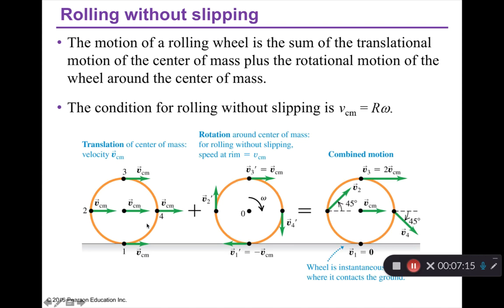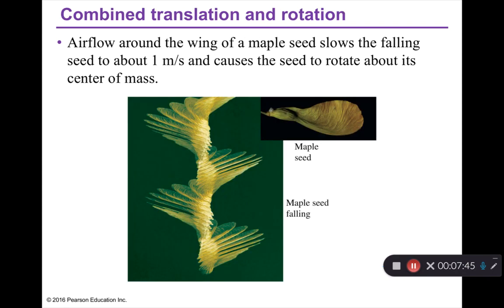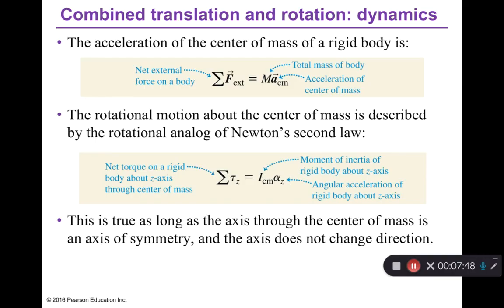So notice this point at the top. It's moving with speed v and it's also spinning with speed v. So combined, the top of the tire is moving at twice your speed. But at the bottom, you're moving to the right with speed v, but you're rotating to the left with speed v. So instantaneously, at all times, the bottom of your tire has speed 0. Okay, you can look through these examples on your own. This shows the relationship.